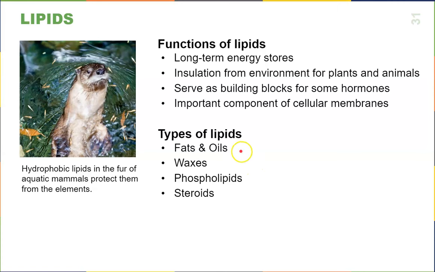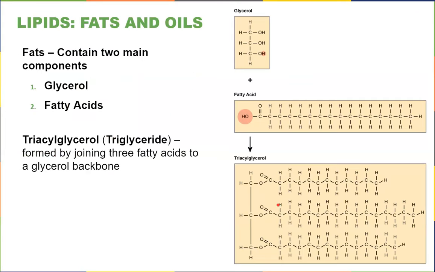Okay, so the 4 classes of lipids, remember this was one of our objectives. The 4 classes are fats and oils, waxes, phospholipids, and steroids. We're going to talk about each of these, break them down for you, and tell you what they are. So here we go. All right, fats and oils.